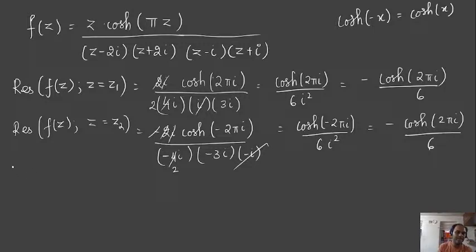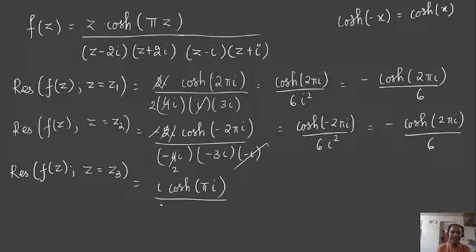And then similarly you calculate the residue of f of z at z equal to z3. z3 is i, so it is i times cos h pi i divided by, so i minus 2i is going to be minus i, here it is 3i, here it is i minus i is 0, so you will neglect that, i plus i is 2i.